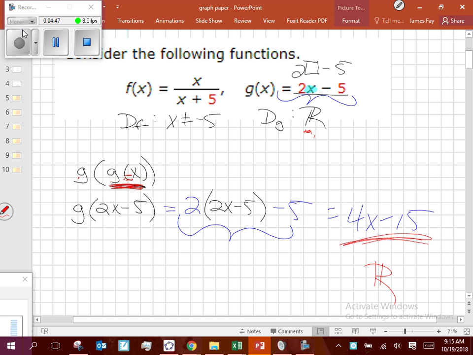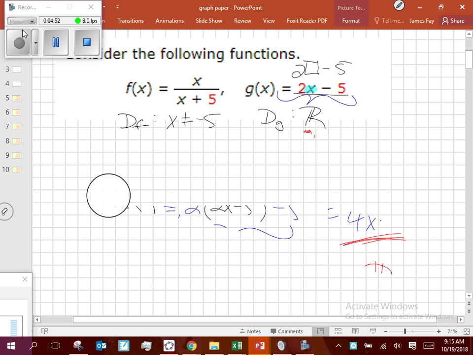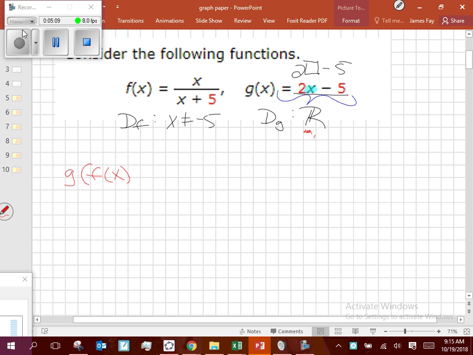Now I want to contrast that to a problem that would have some issues at the end. Let's say that we have g of f of x. Okay? g of f of x. Coming up with the rule for this, it looks like this. We go g of x over x plus 5, right?